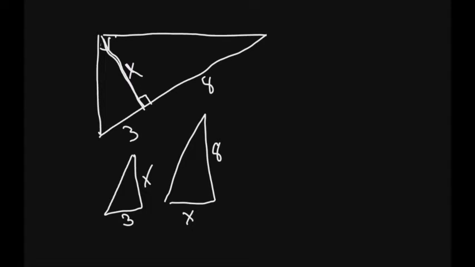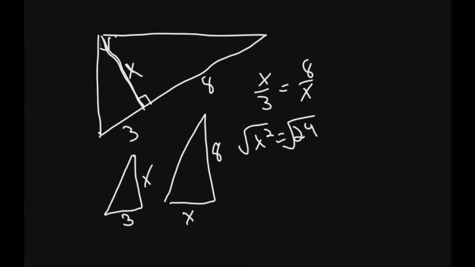So we set up a proportion: x over 3 equals 8 over x. You notice this is kind of like what we just did with the geometric mean. So we end up with x squared equals 3 times 8, which is 24. We square root it, and so x equals the square root of 24. If we factor that, you could do 4 times 6. So the square root of 4 would be 2, and that would be 2 square roots of 6.